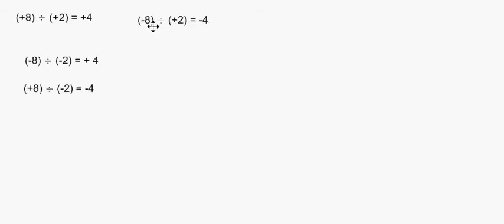And for the last one, if we have negative 8 divided by positive 2 is negative 4, then if I take negative 8 and I divide it by negative 2, I have an opposite. The 8's are the same, but the 2's are different. So negative 8 divided by positive 2 is negative 4. So negative 8 divided by negative 2 has to be the opposite of that, which is positive 4.